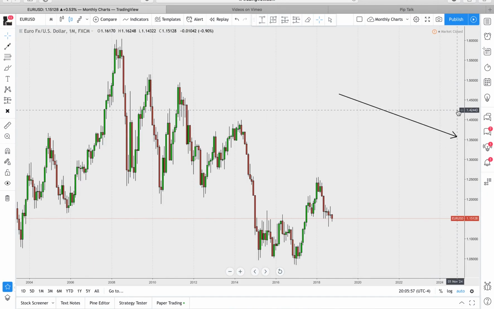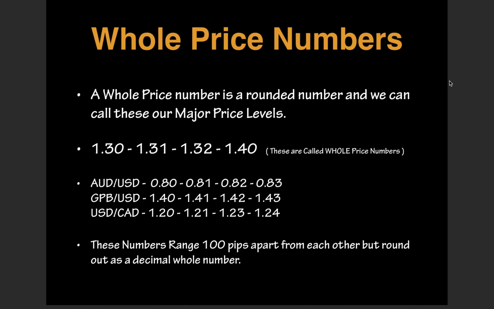Anything with 00 flush, it could be 142.000, 144.000, 145.000, etc. Those are whole numbers. This is what those whole numbers may look like on a few other currency pairs like AUD/USD. A whole number would be 0.80000, 0.81000. Those are 100 pips apart from each other.